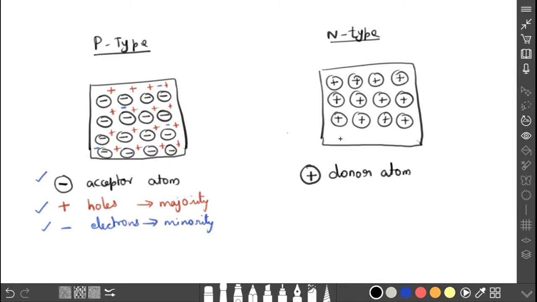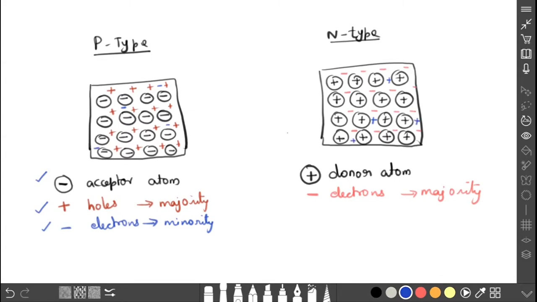In the case of N-type, the majority charge carriers are electrons. Electrons are negatively charged, so this symbol represents electrons. This donor atom has more electrons. That's why I used the negative sign to represent electrons. So electrons are the majority charge carriers in N-type, right? And the next one is holes. Actually in N-type, holes are the minority charge carriers.